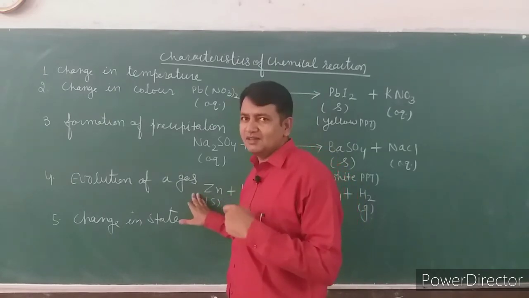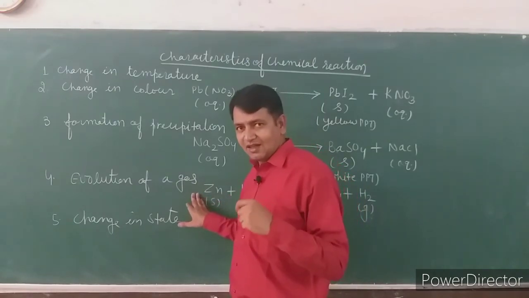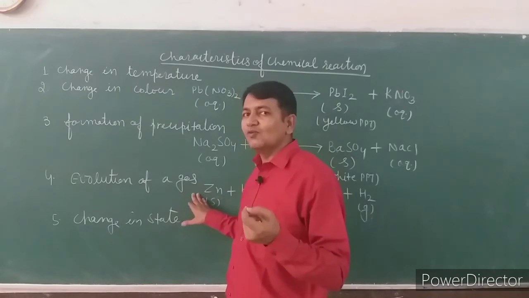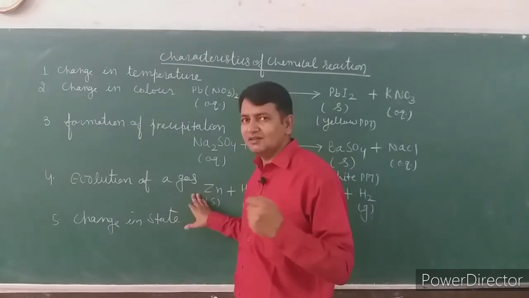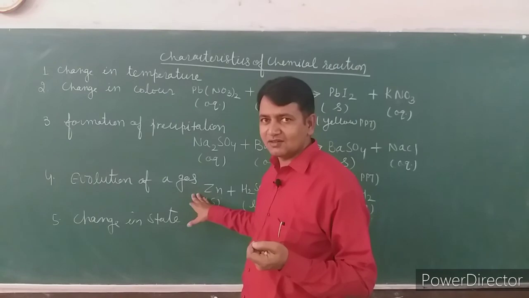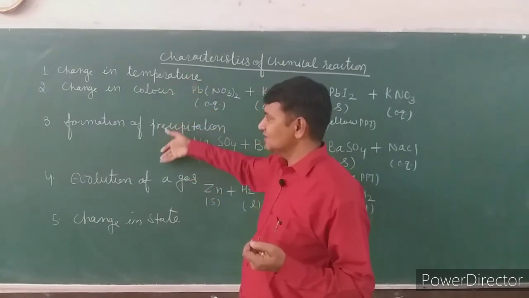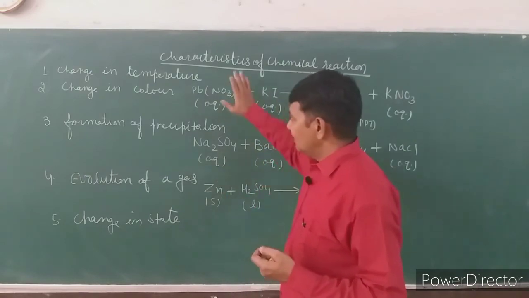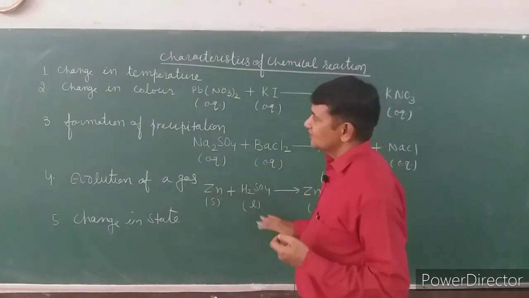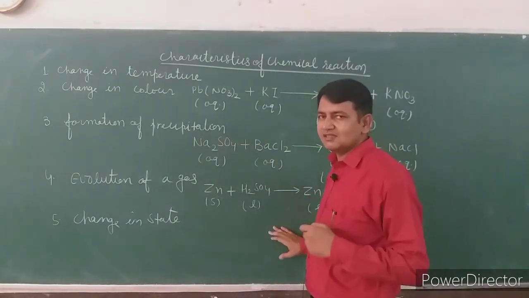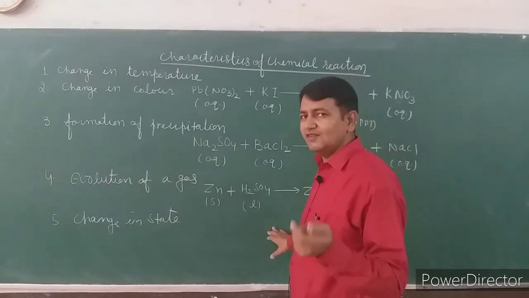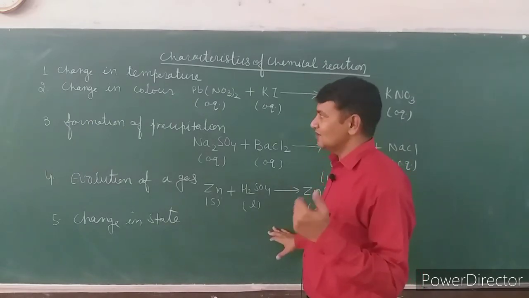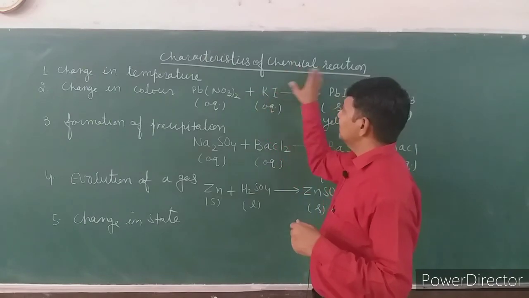And every chemical reaction can have more than one characteristic, either first and second, first and third, third and fourth, and all of them also. So if we observe such types of changes in a process, we can say that it is a chemical change. And where there is a chemical change, there must be a chemical reaction.